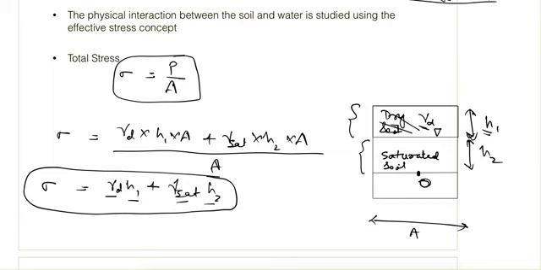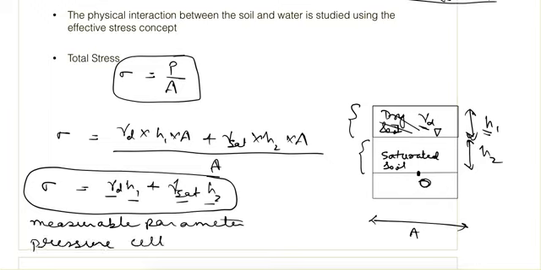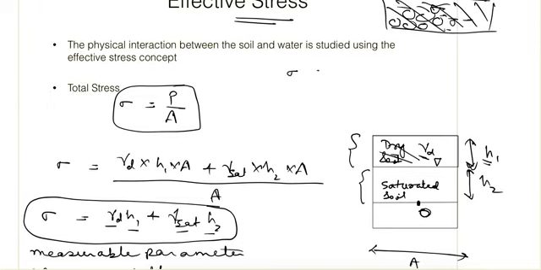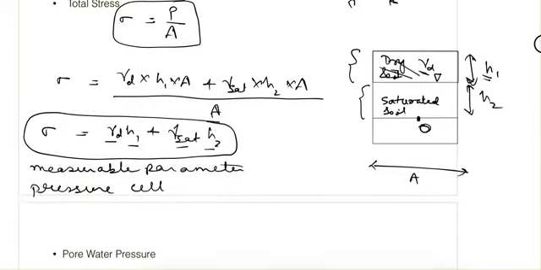So total stress is a measurable parameter, and it can be measured by a suitable arrangement such as a pressure cell. The total stress consists of two parts: effective stress plus the pore water pressure. So let's see these two one by one.